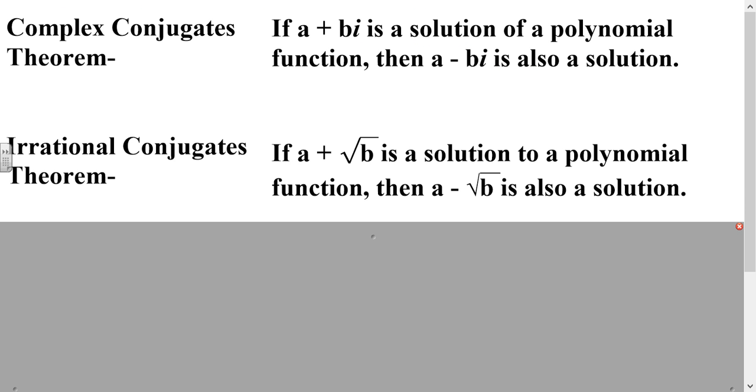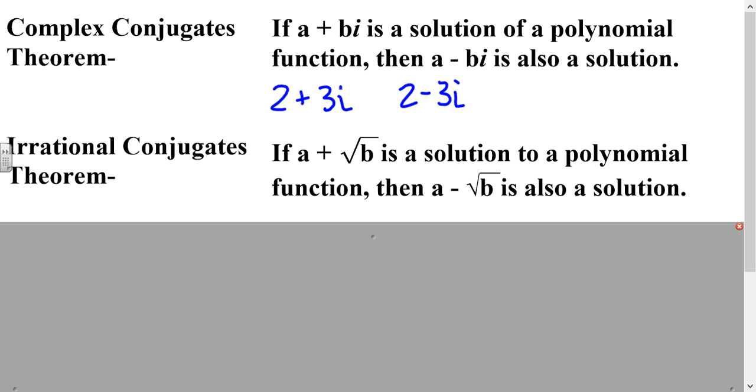Now, we also have a couple other theorems that are important. We have the complex conjugates theorem and the irrational conjugates theorem. So what this says is that if a plus bi is a solution of a polynomial, or a 0, then a minus bi is also a solution. So if I had like 2 plus 3i was one of my solutions, then 2 minus 3i, the complex conjugate of that, would also be a solution, or a 0.